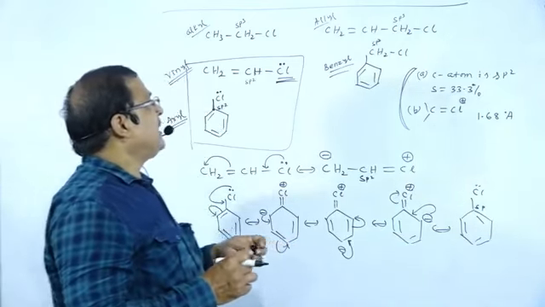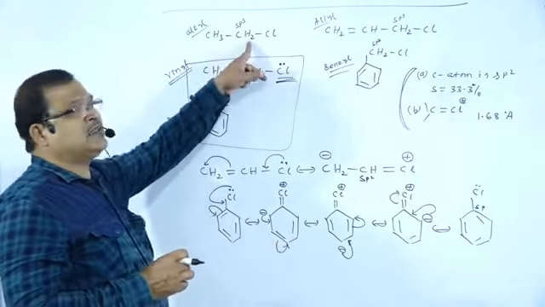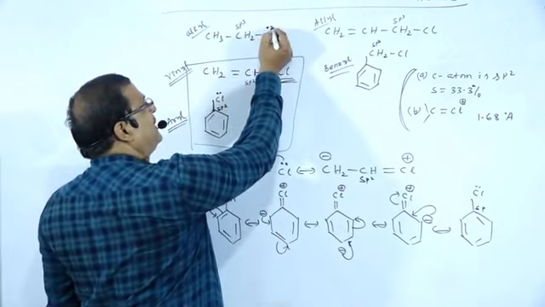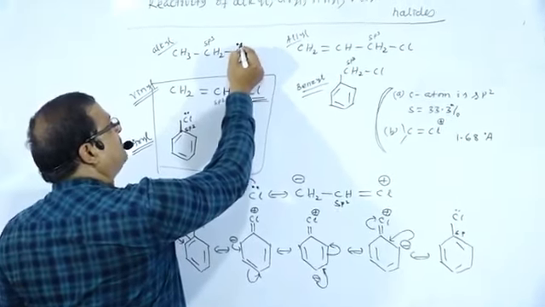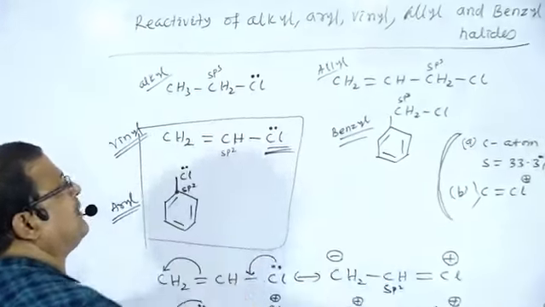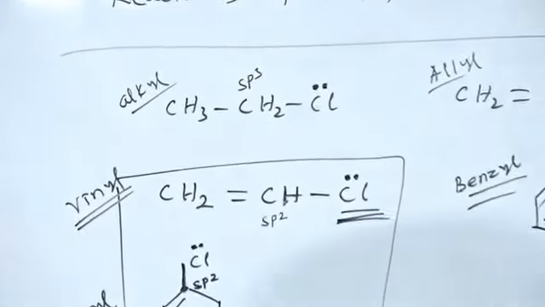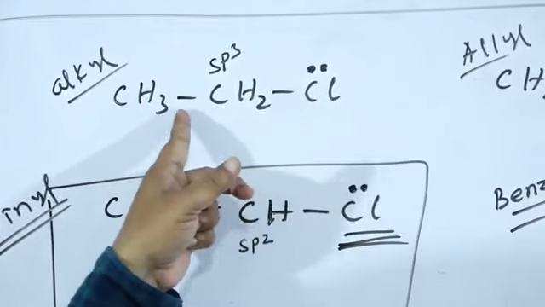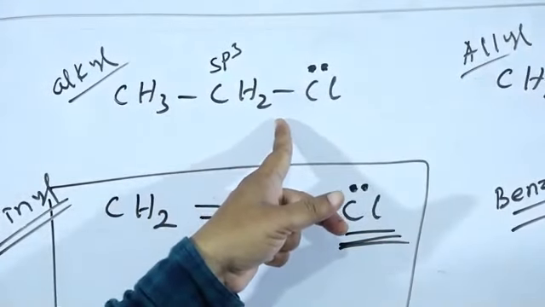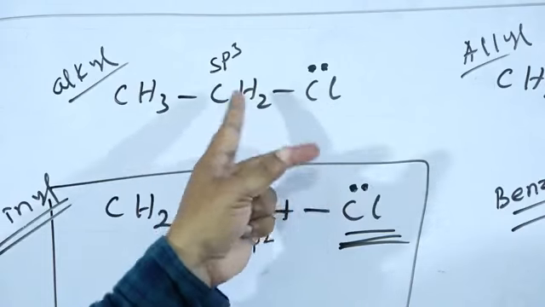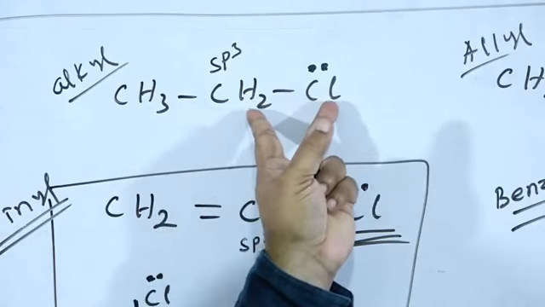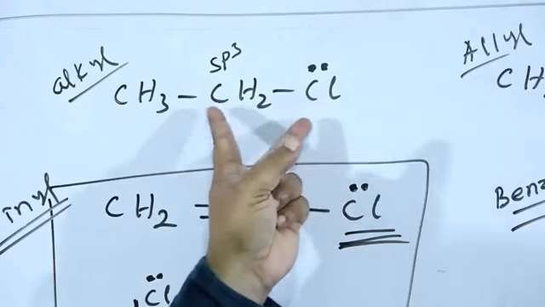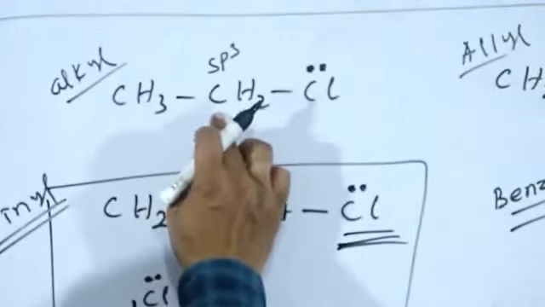Again, you will take the example of alkyl halide. There is a lone pair of electrons present over the chlorine atom, but because there is no such conjugation, there is no chance of development of carbon-chlorine double bond character. In this case, there is no development of carbon-chlorine double bond. The carbon atom is sp3 hybridized.